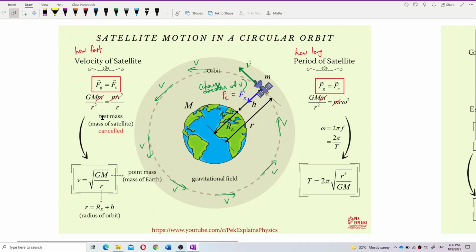Look at what happened to the mass of the satellite. The test mass, or mass of the satellite, is cancelled in the equation. So this equation no longer has the mass of the satellite. After that, we rearrange the formula. We finally get this formula: velocity of satellite v equals the square root of GM over r. The M on top here is the mass of Earth, the point mass, the big M. What is point mass?